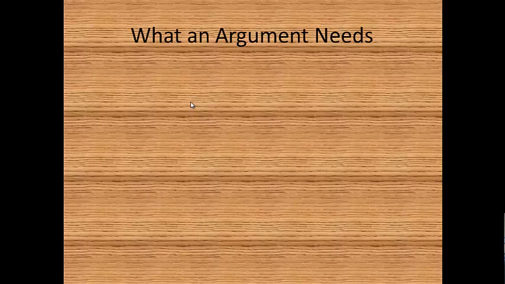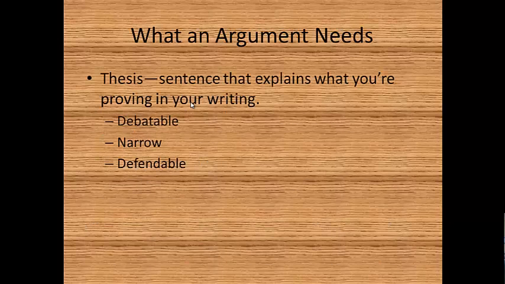Before we get underway, we're going to talk just a little bit about what a good argument paper actually looks like. The most obvious thing is it needs a thesis, which, as you know, is a sentence that explains what it is you're trying to prove. A good thesis should be debatable. That is, it's not an obvious truth or an obvious untruth, but something that reasonable people might argue about.